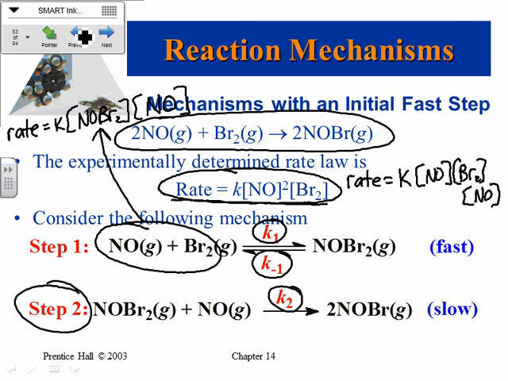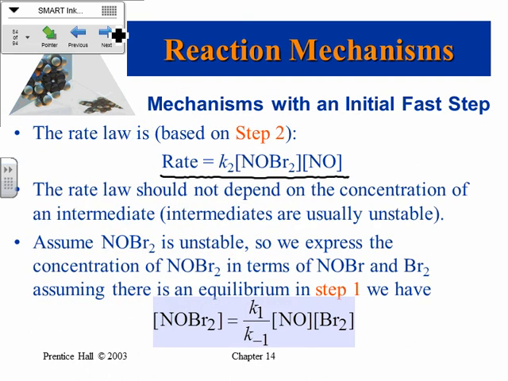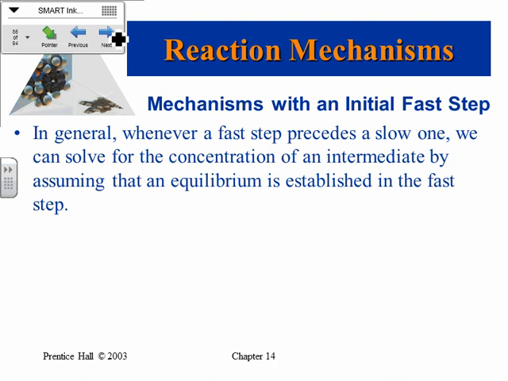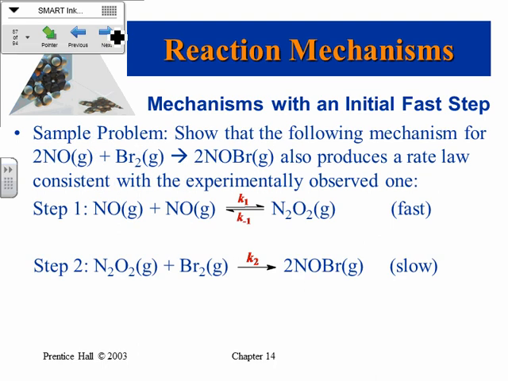And usually when they give you that sort of scenario, there's going to be an equilibrium happening here, okay? So again, this is the one part that is going to be a little bit more of a struggle to understand before we've talked about equilibrium. But the rest of kinetics, I think, actually helps with equilibrium, so that's why we're doing it that way. In general, whenever a fast step precedes a slow one, we can solve for the concentration of an intermediate by assuming equilibrium is established in the fast step, okay? Which is what I just said.